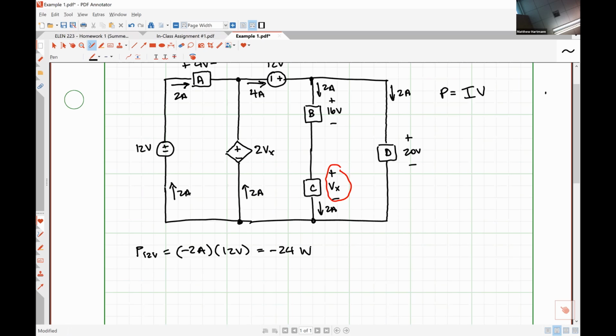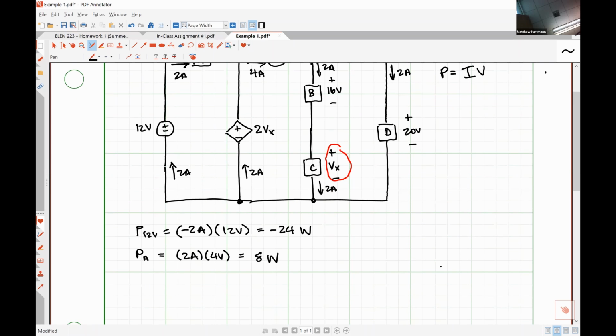Pretty straightforward, I hope. Let's move along to element A. So it has a current of 2 amps flowing through it, and that 2 amps is flowing into the positive polarity terminal. So we should have 2 amps multiplied by 4 volts, and I'm not going to need to add an extra negative sign because I don't need to change the direction of the current. And so I should see that this is absorbing 8 watts. Hopefully fairly straightforward.